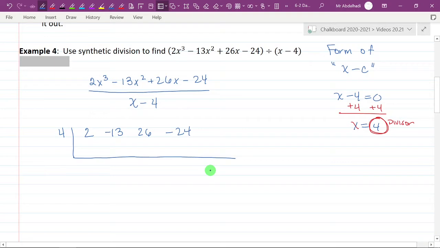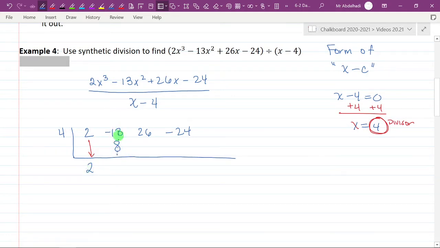Now, what's the process? You start by dropping the first number down. So take whatever this number is, drop it down and put it here. After this first step, it's just a repeating pattern of multiply, add, multiply, add, multiply, add, multiply, add until you're done. Here's how it goes. You take the divisor, you multiply by whatever number's down here. 4 times 2 is 8, and you put the result right here.